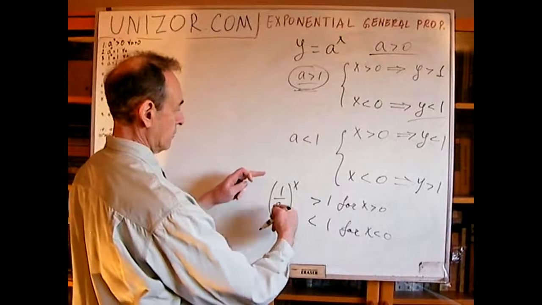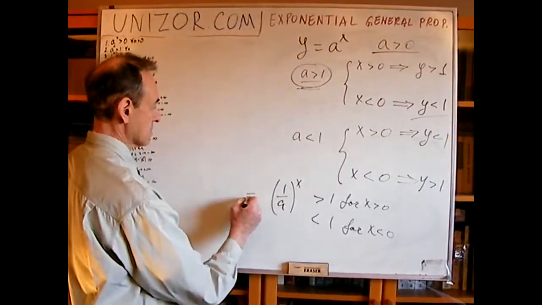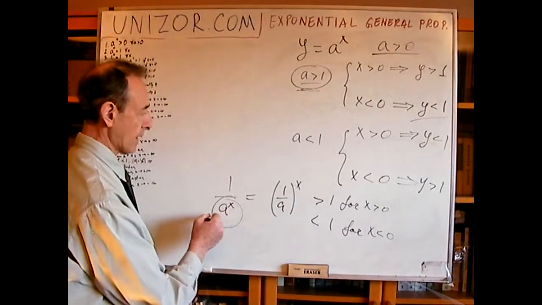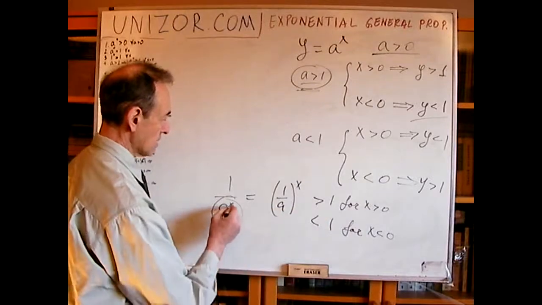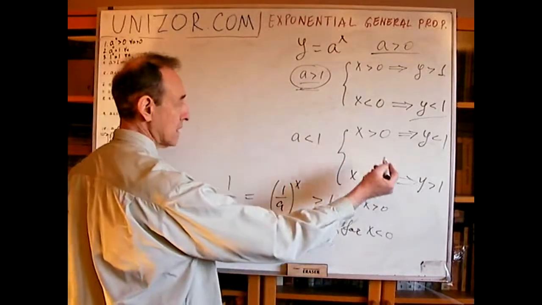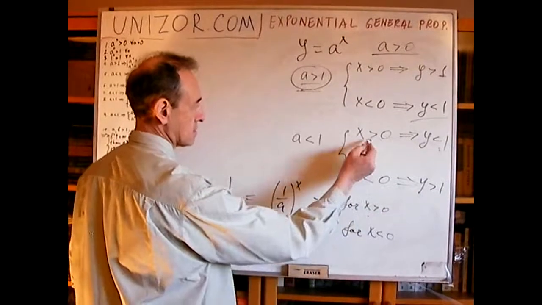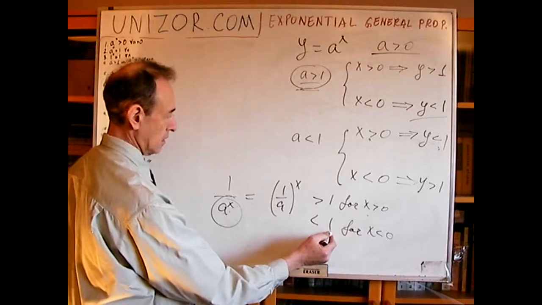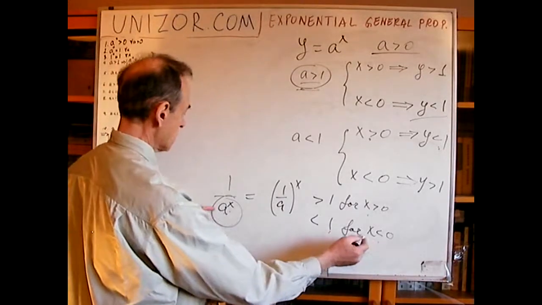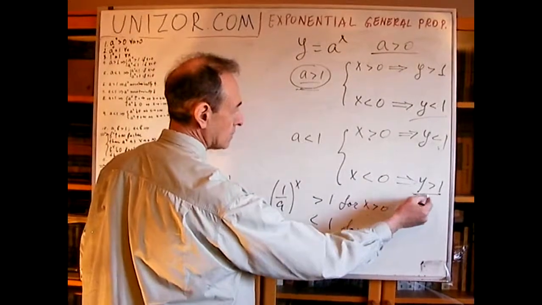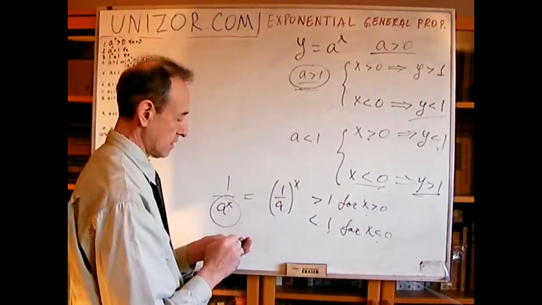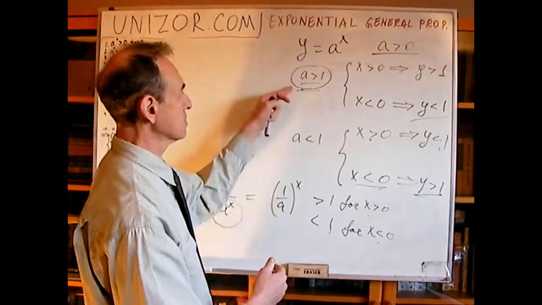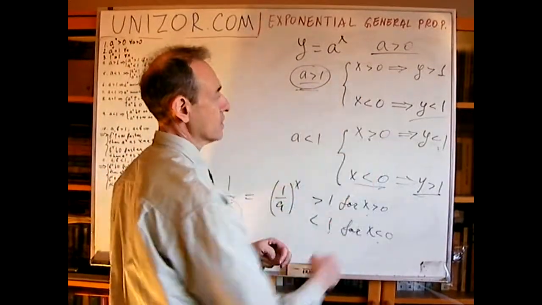So for a, it would be vice versa. Since 1 over a to the power of x is greater than 1, then a to the power of x should be less than 1 for positive x. And if 1 over a to the power of x is less than 1 for negative x, then a to the power of x should be greater than 1 for negative x. So that's basically an easy logic which will reduce these cases to these cases. Just change the sign of the exponent.